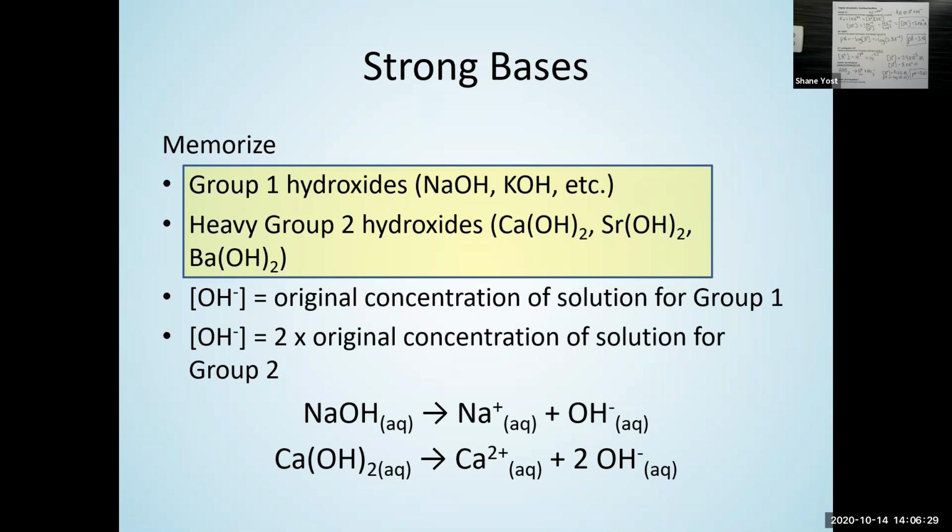So, questions about this? Our strong bases and strong acids are the easier things to work with. Getting the pHs of those solutions is fairly straightforward because it's just related to the concentrations of the base or the acid, since these things fully dissociate and completely break apart.